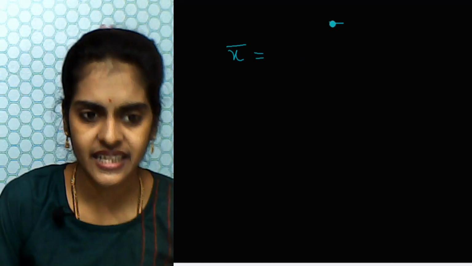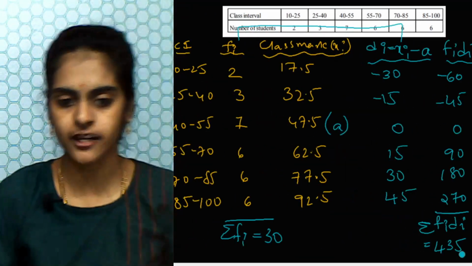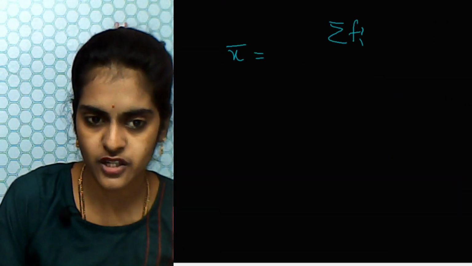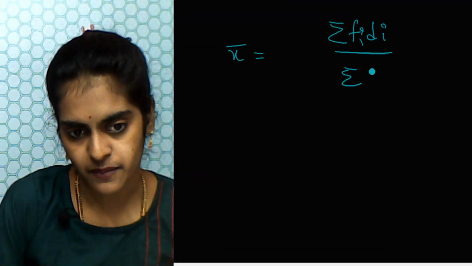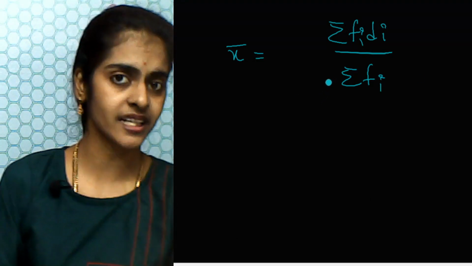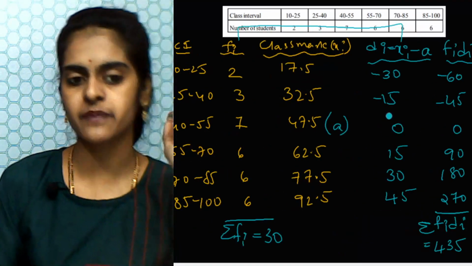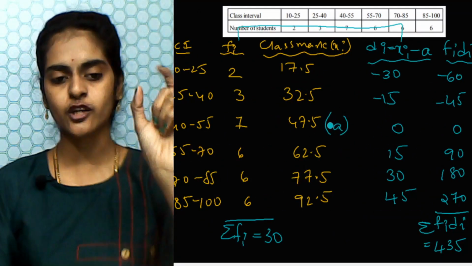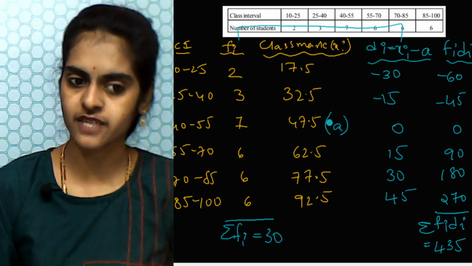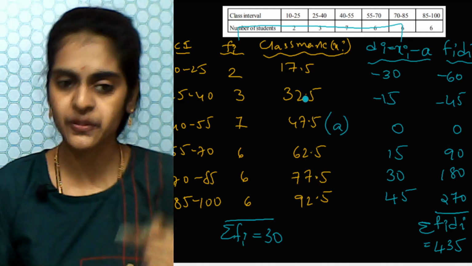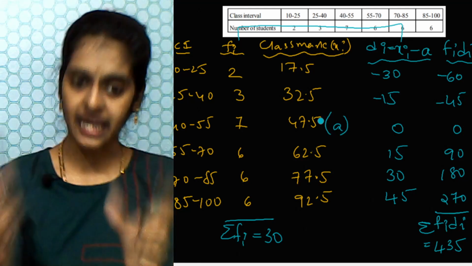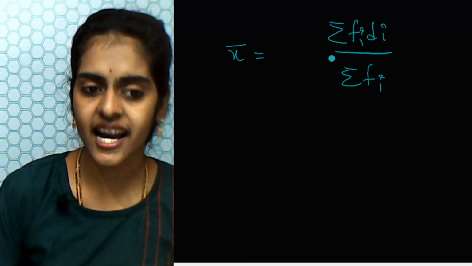method. So here, what are the summations you are taking? You took summation of FIDI and summation of FI. So the same step, we'll write summation of FIDI divided by summation of Fi. Here the difference in the formula between the direct method and the assumed mean method is, you have subtracted this A. You have taken one of the class marks as assumed mean and you have subtracted this class mark from each of the class marks, isn't it? You have subtracted this A from each of the class marks. So you are subtracting A. So here what you will do is, you will add A.